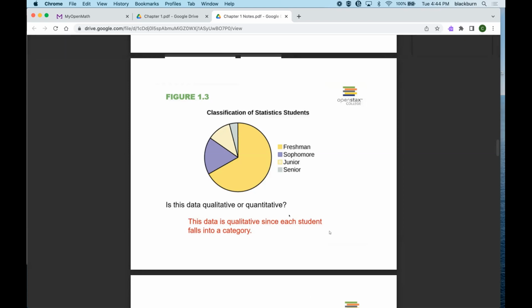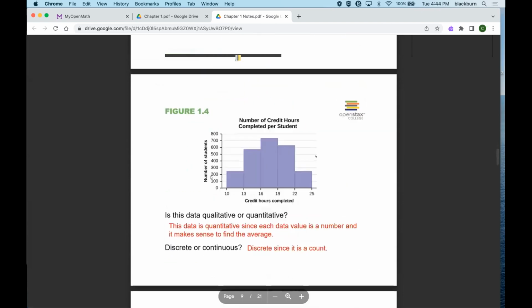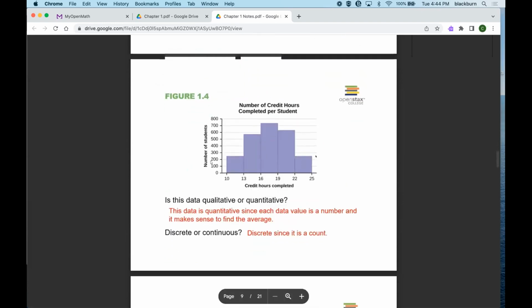So this data is qualitative since each student falls into a category. You've got freshmen, sophomores, juniors, seniors. But everyone's just dropping out or something, I guess. This next one is going to be quantitative: the number of credit hours completed per student. You have credit hours completed between 10 and 13, with about 250 students or so. It's discrete data because it's a count of how many credit hours. You can't have 5.36 credits, right? It's 5 credits or 4 credits or 3 credits, so it's discrete.